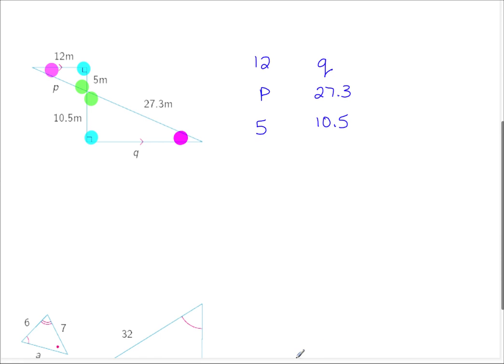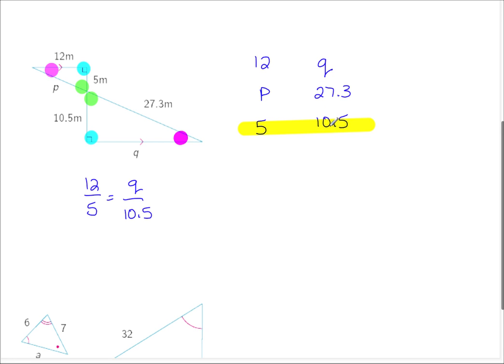Now again, the important one that we're going to use more than once is the one that has two numbers in it. So we have to use that one more than once when we set up our ratios. So our ratios are going to be 12 over 5 and Q over 10.5. 12 over 5 equals Q over 10.5. And we'll do cross multiplying on that.